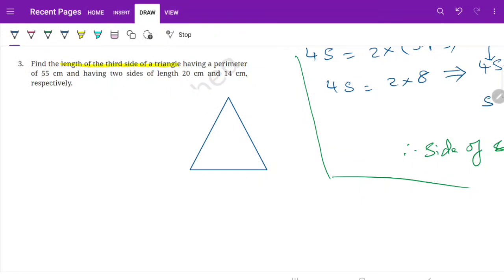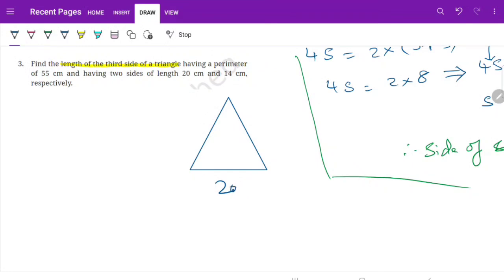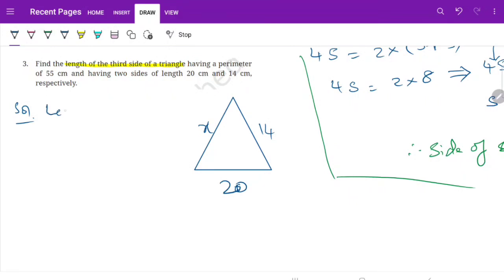So two sides are already given to us. For example, this is 20 centimeter. We will write here 20 centimeter, and the other one is 14 centimeter. The third one is not known to us. We can consider this as X or A or B, any letter you want. For clarity, we have drawn a triangle here. Because we don't know the third side, we need to find it. Let the third side of the triangle be X.